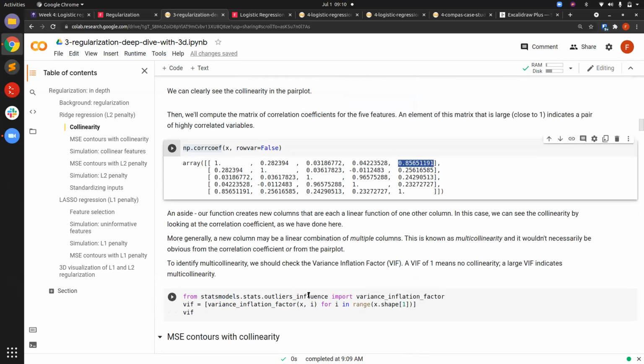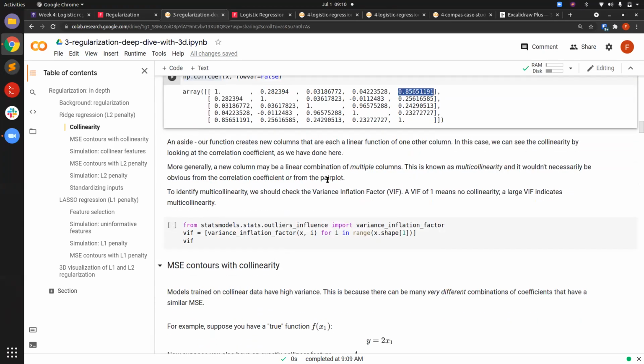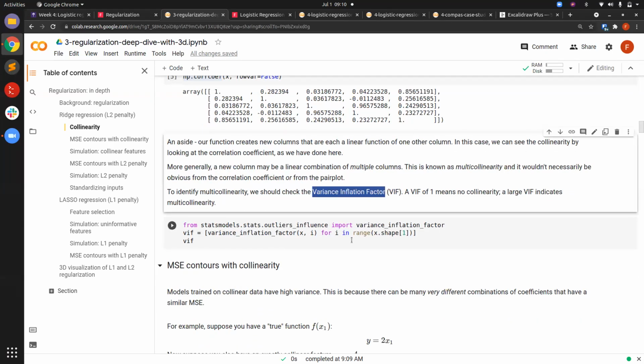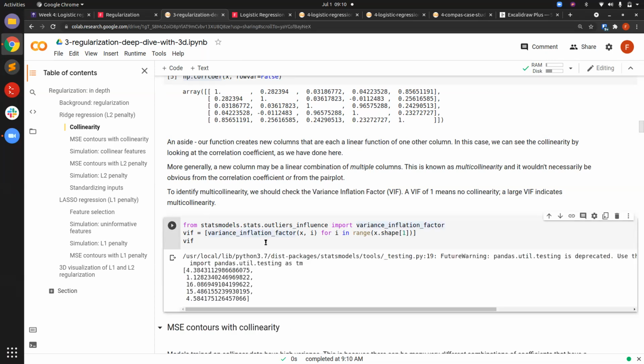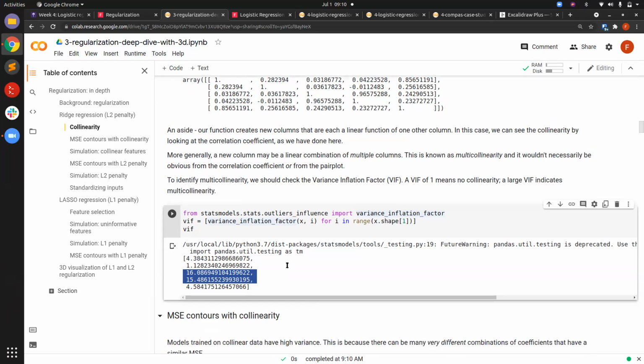Now, I'm just going to mention briefly that looking at the correlation coefficient only works well when you have a single feature that's correlated with one other feature. Sometimes you have a feature that's a linear combination of multiple features. That's called multicollinearity, and it's difficult to identify just from a plot or from a correlation coefficient. So for multicollinearity, there's a metric called the variance inflation factor, where a large number indicates multicollinearity. Okay, so here you can see, for example, that 2 of our features have multicollinearity.